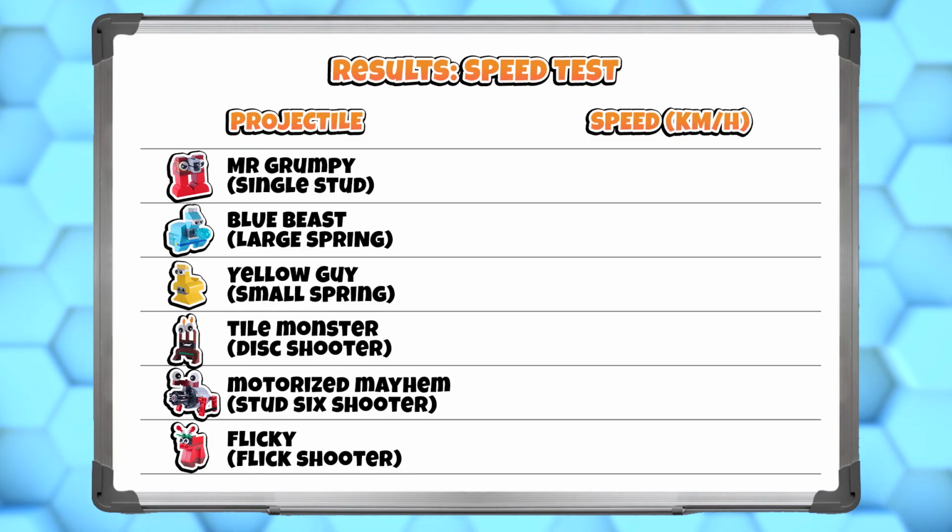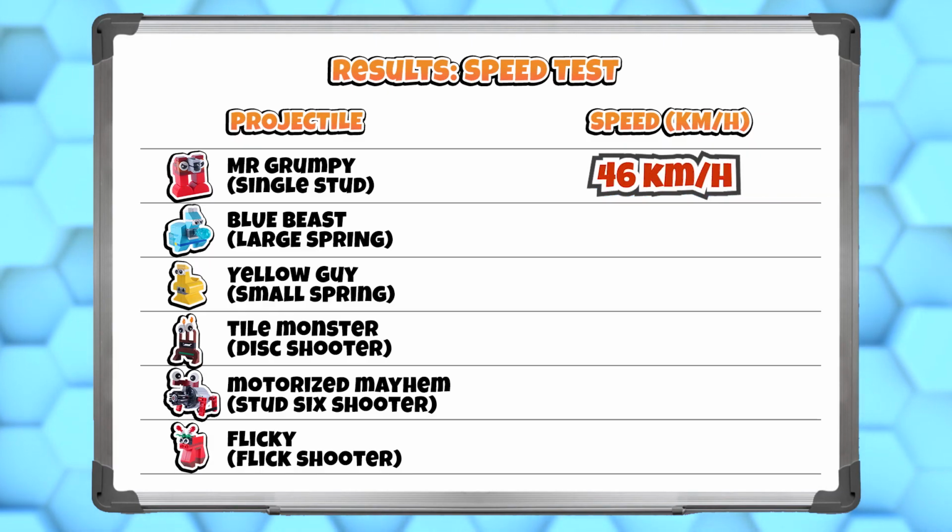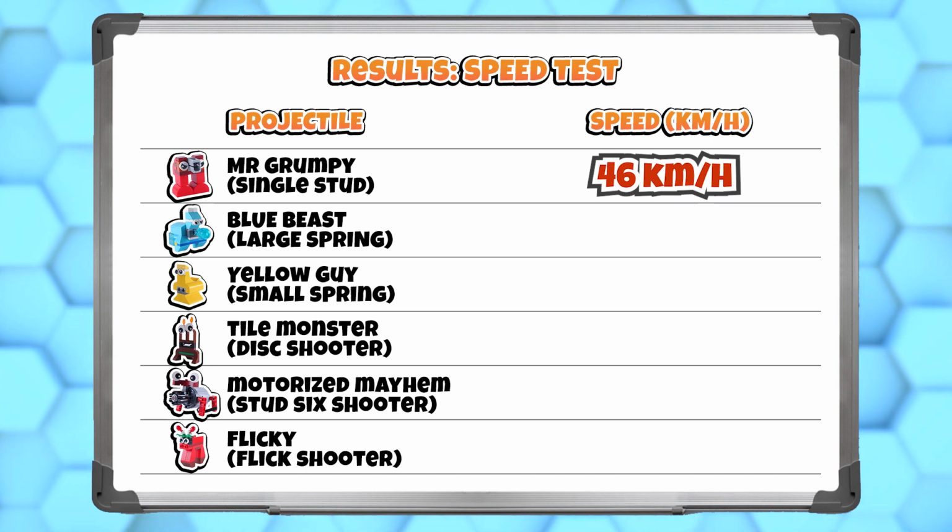With that out of the way, let's take a look at how fast the stud has been shot. Wow, so that little stud was going 46 kilometers per hour. And that is why I wear eye protection. Safety is number one priority.